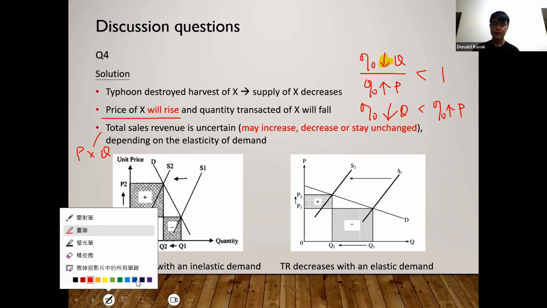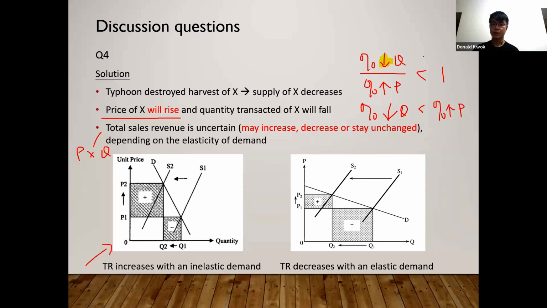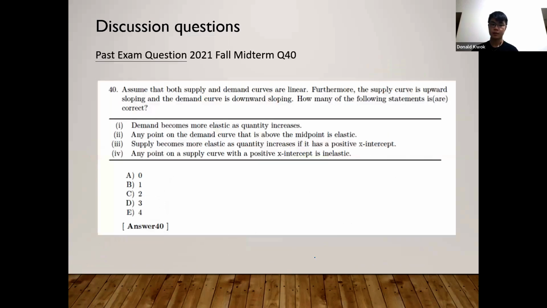Well, if we have an elastic demand instead, then we just swap the inequality sign here. The percentage decrease in quantity divided by percentage increase in price would be larger than 1. And the decreased part in revenue will be greater than the increased part in revenue. So the total sales revenue will decrease under this case of elastic demand. And it is also consistent with the diagram here. And anyway, we are uncertain about the overall change in total sales revenue in this case. All right, so that's all for this question, and we'll move on to the following one. Please take a look.